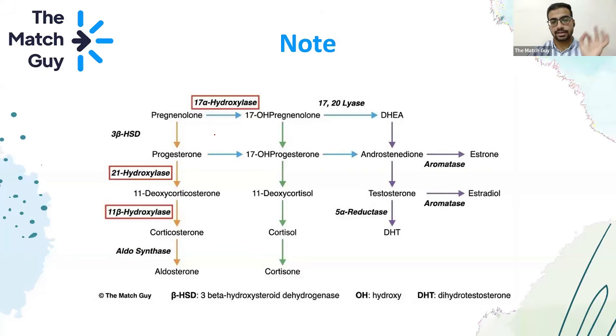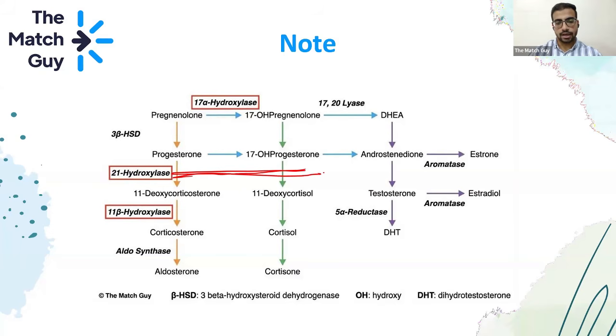We'll go over them one by one, and then I'll tell you if you just want the high yield, the most important things, what to remember. If you want to choose one number, I'll tell you what to remember, and I'll give you a mnemonic at the end. So first of all, we're going to start with this enzyme, 21 alpha hydroxylase deficiency.